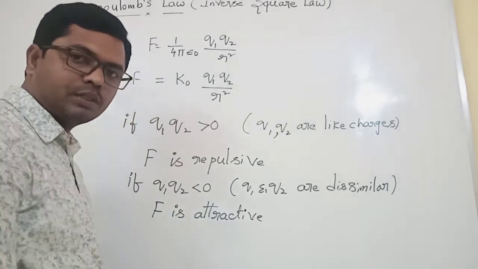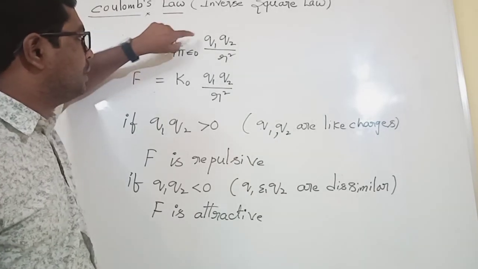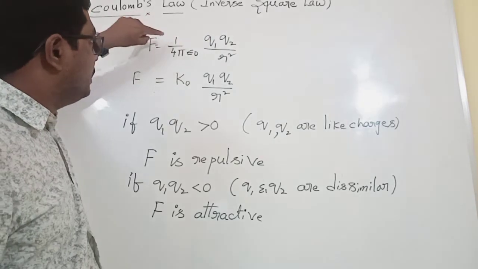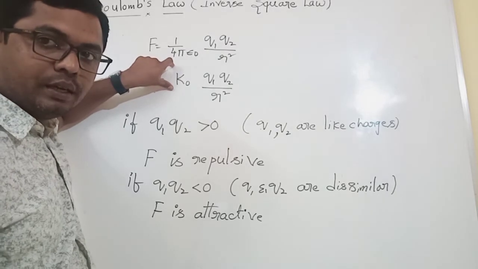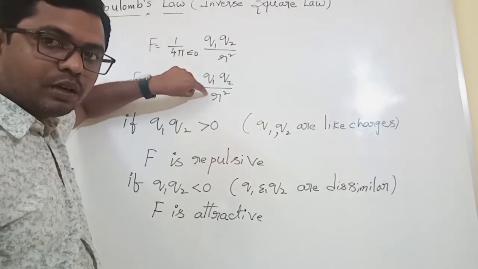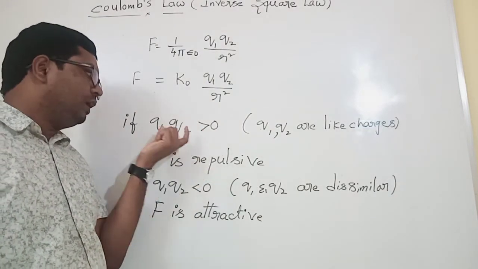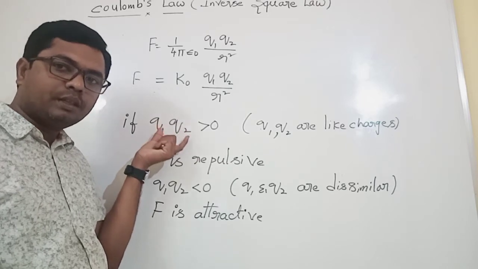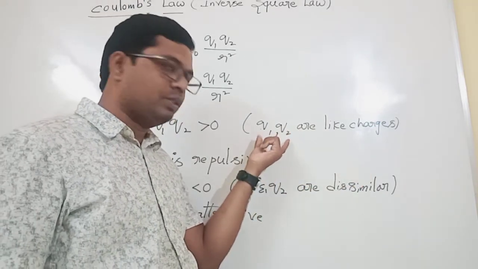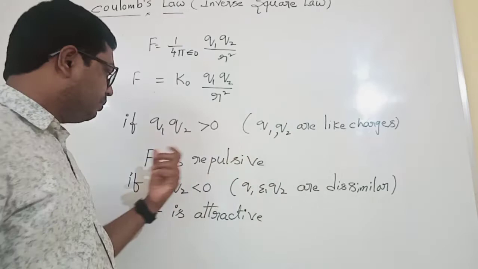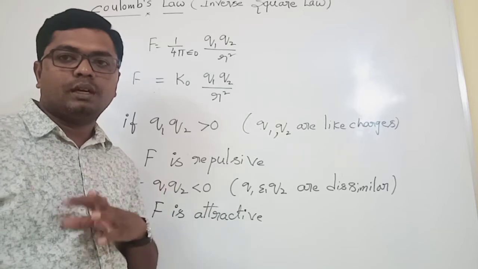So I am going to conclude once again. According to Coulomb's law, F is equal to 1 by 4 pi epsilon naught Q1 Q2 by R square. That 1 by 4 pi epsilon naught is nothing but a constant, the K naught, into Q1 Q2 by R square. So if Q1 Q2 is greater than 0, either both charges are positive or both charges are negative. That is like charges. Then the force is repulsive force. That means like charges or similar charges repel each other.